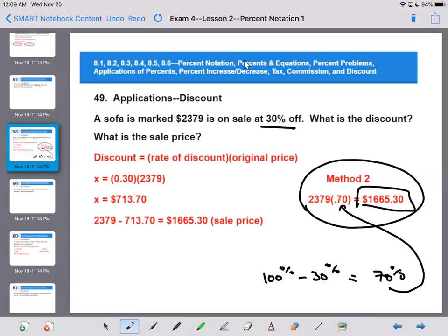Now, another way to do this, as you see in this method right here, is to take the rate of the discount, which is 30%. So notice that's here. The original amount was $2,379. We're going to multiply that. We're going to get $713.70. That is the discount. But notice it had to be subtracted because you're trying to figure out the price. So I don't care which method, method 1 or method 2, to find that discounted price.